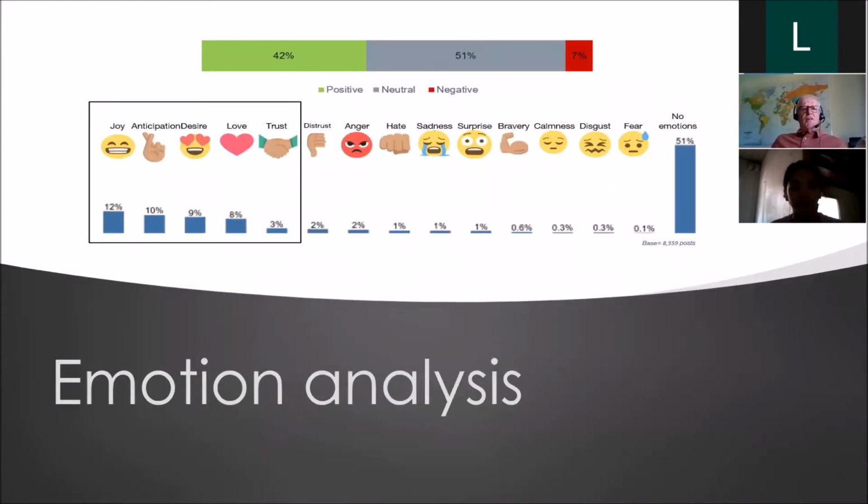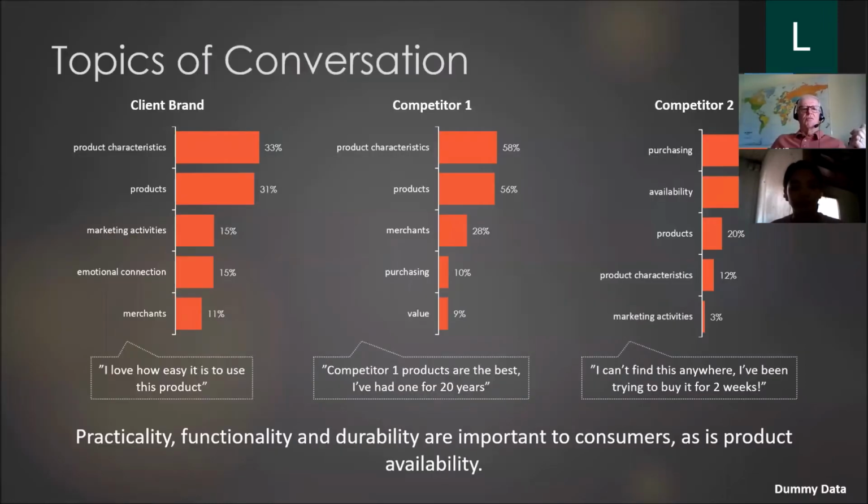The emotions I referred to earlier, we code to 14 different emotions ranging from joy right through to fear. Again, this is some live data on a project, and you can see these are the positive ones: joy, anticipation, desire, love and trust. And these are the negative ones, which for this particular brand are very low. This is not untypical, though it does vary from market to market. No emotion was shown by about half here, 51%, which is a good average, although it does wobble around from product field to product field.